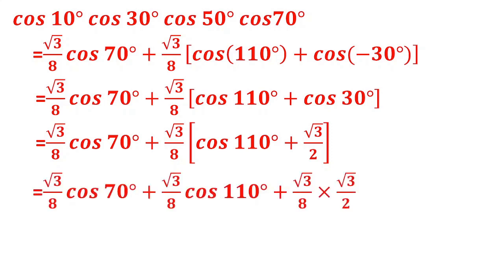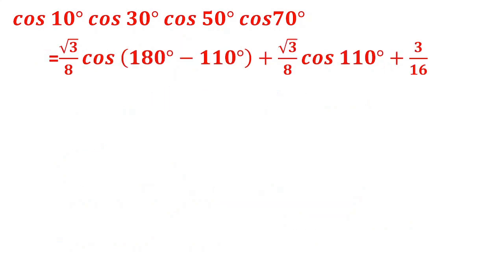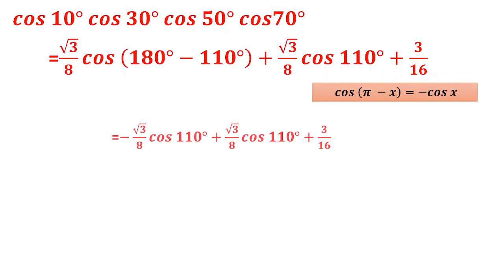Here the only crucial part is there. We have to expand it, and the constant is already there, root 3 by 8 into root 3 by 2. Now we have to tackle this cos 70 and cos 110. For that, you either write 70 as 180 minus 110 or 110 as 180 minus 70. Both are one and the same. And cos of 180 minus 110 is cos 70. Now what is the formula for cos of pi minus theta? It will be minus cos theta or minus cos x.